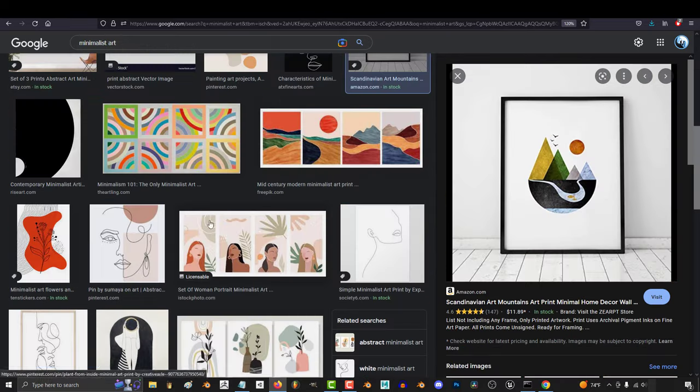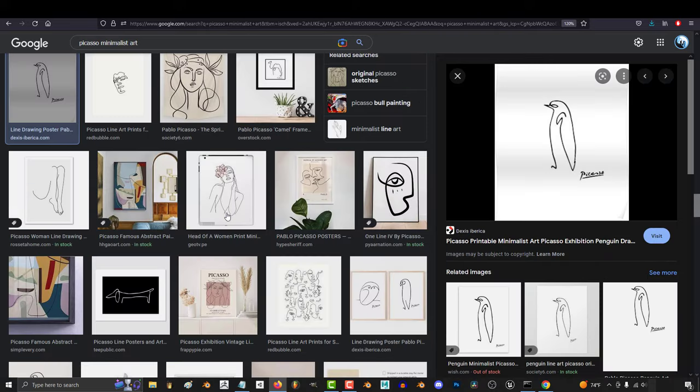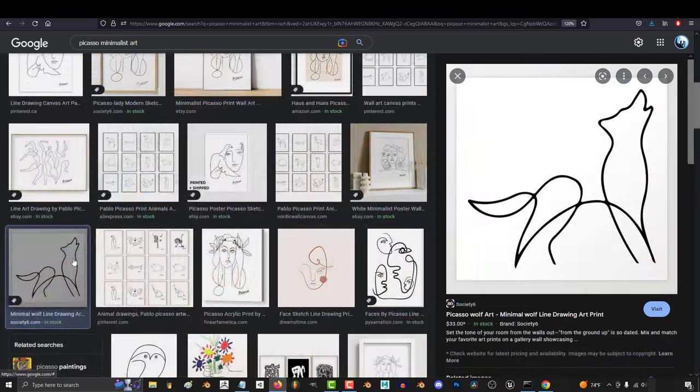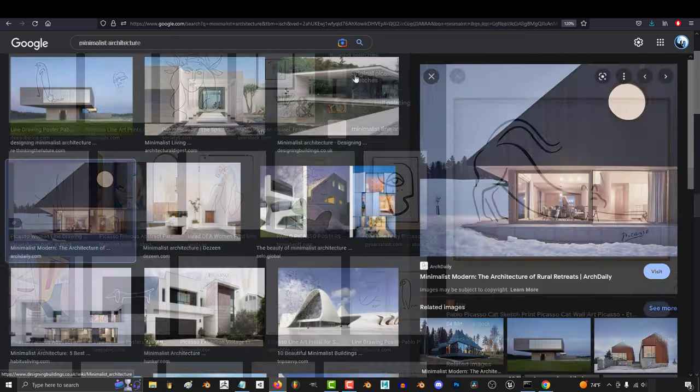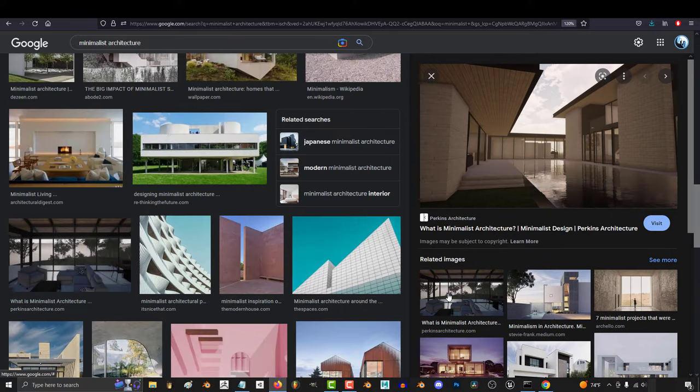Minimalism. This art tries to express an idea with the fewest amount of visual cues. Picasso was awesome at this. For example, this is how he depicted a bull. This is how he depicted an owl. This is his fox. I think you get the idea. It's also an extremely popular architectural style because it makes rooms seem a lot more modern and spacious.